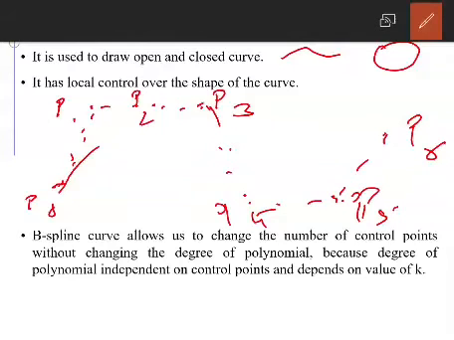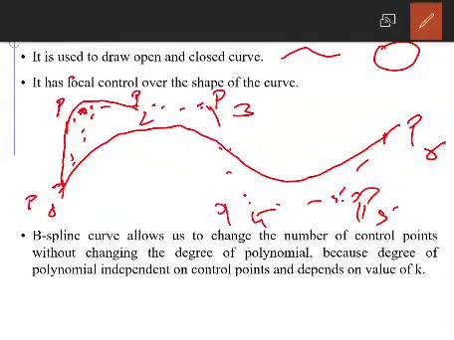And I draw a simple curve, suppose like this. Now in this there are 7 control points, P0, P1, P2, P3, P4, P5 and P6. Now this curve goes through the first and last control points. Now if I change this P1 control point from here to here, then what happens? Instead of changing the entire shape of the curve, only the related segment of the curve is changed. That is known as local control over the shape of the curve.